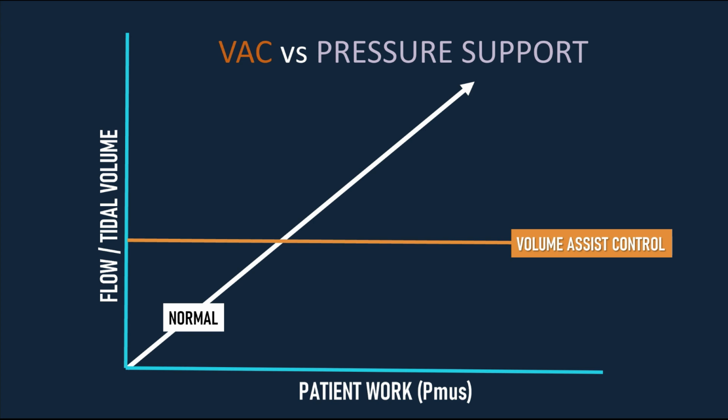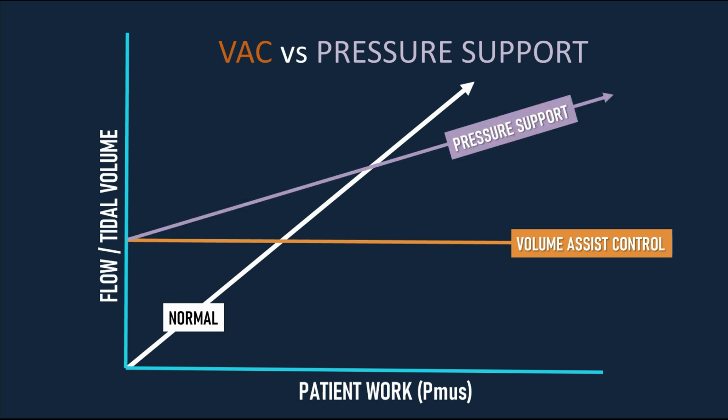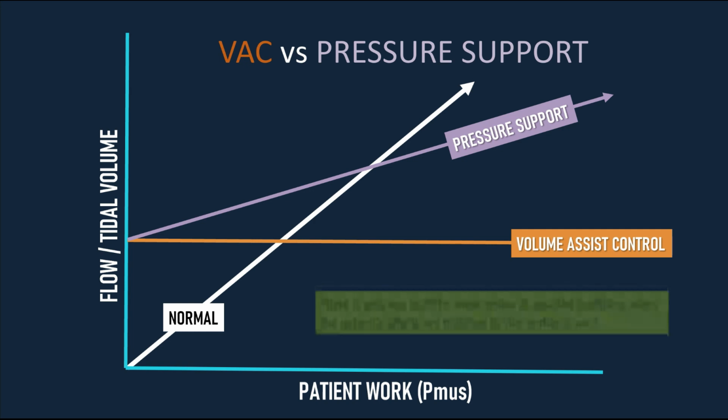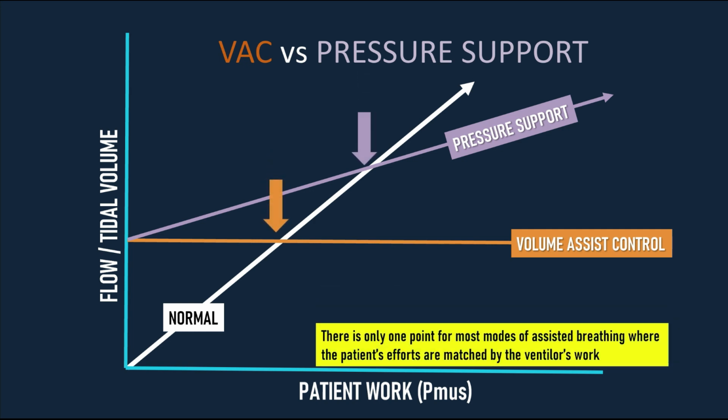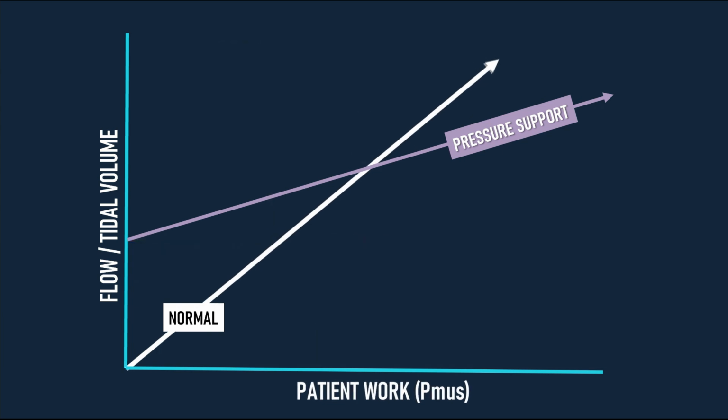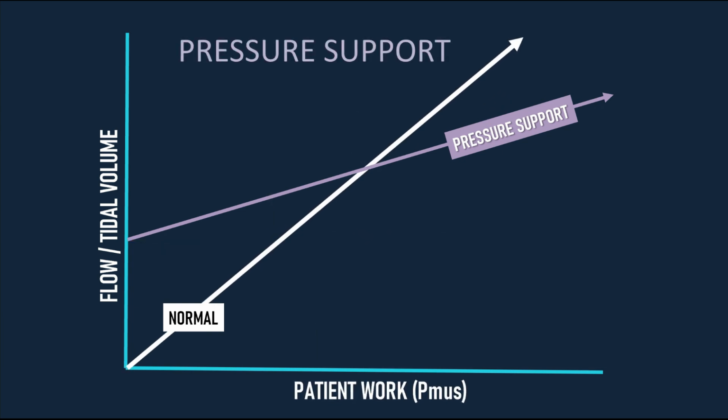Now let's look at pressure support. You can see that once the ventilator is triggered, there is instantaneous flow along the pressure gradient. This combines patient effort and ventilator effort, but that relationship is not proportionate. Indeed, there is only one point where patient load and ventilator load match. Now let's just focus in on pressure support.